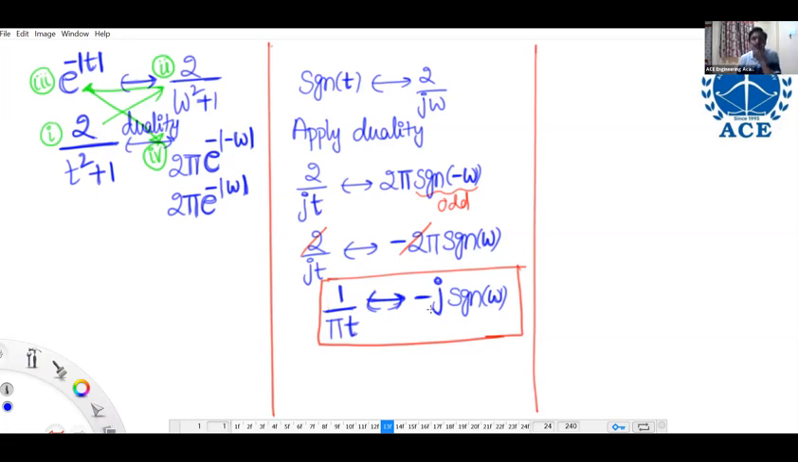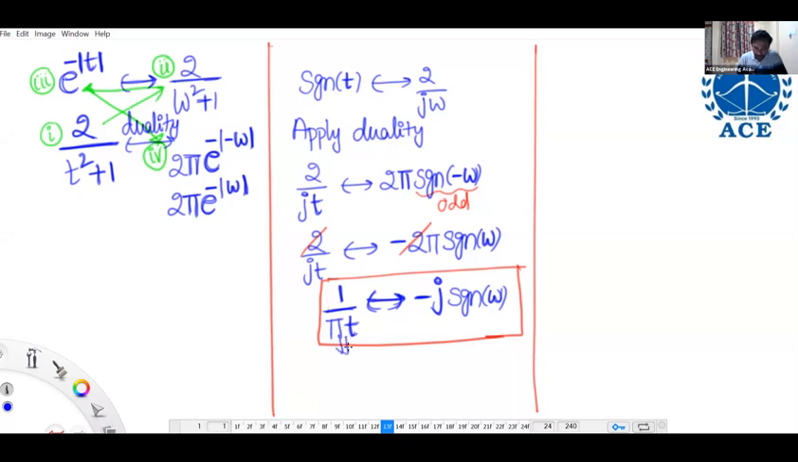Everyone see here. 1 by pi t spectrum is minus j signum omega. Signum amplitude is plus or minus 1. Plus or minus 1 into minus j means plus or minus j. Tell me, due to plus or minus j, what is the phase angle contribution? Plus or minus 90 degrees.